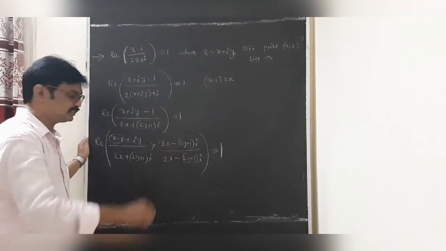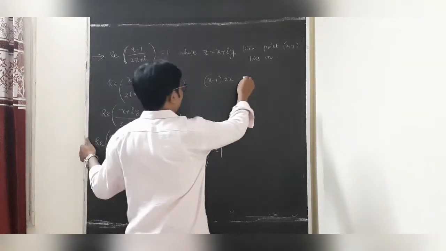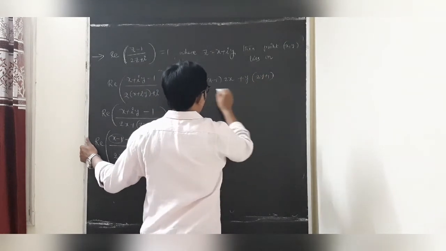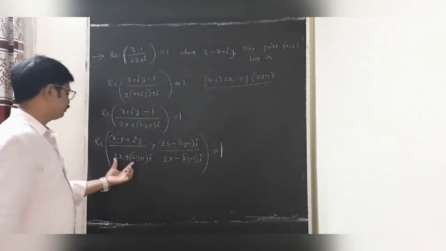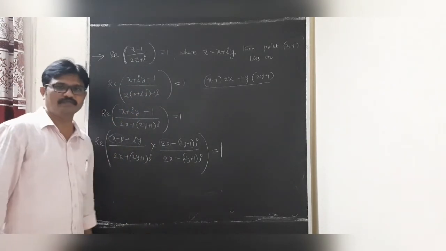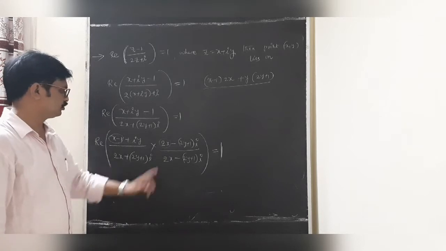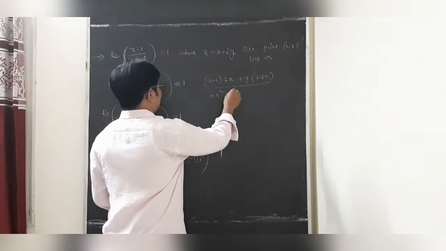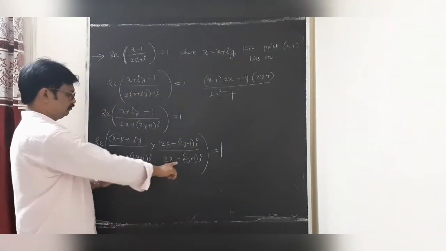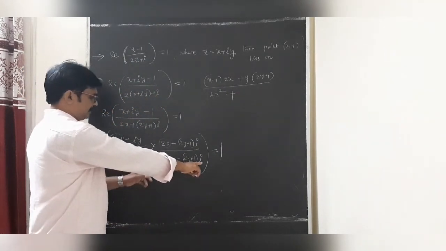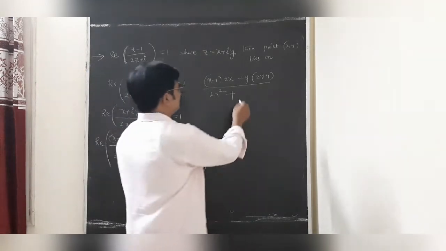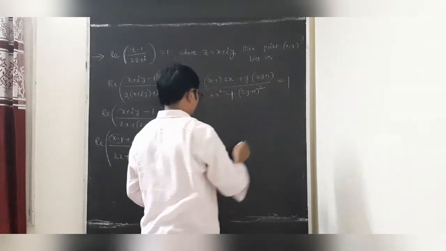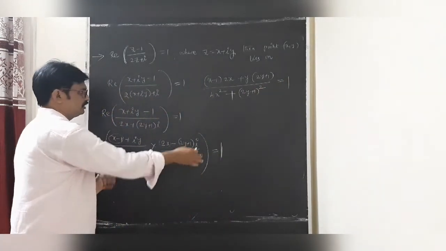i square is also minus, minus minus plus. Therefore, y into 2y plus 1 upon a plus b into a minus b, a square minus b square. This is the students, 2x whole square is 4x square, minus b square is minus b square, i square is minus minus minus plus. This is 2y plus 1 whole square equal to, given that the real part of this one is equal to 1.